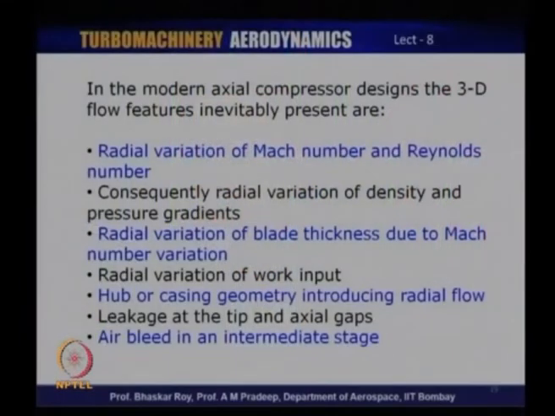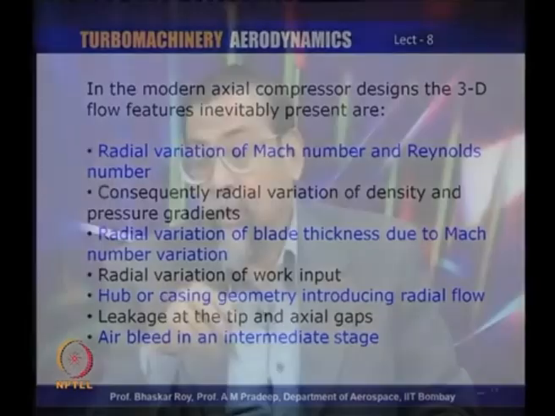And this hub and casing geometry then introduces a radial flow into the flow going through the blades. So, this is introduced by the hub and casing angle that is warranted by the high pressure rise. And then of course, you have the leakage at the tip of the blade, through the axial gaps, which creates the tip vortices, and they introduce three dimensionality. You have air bleed due to various operations of the requirements of the engine or the aircraft, and those bleeds again take away flow from somewhere in the middle stages, and they introduce three dimensionality in the intermediate stages.